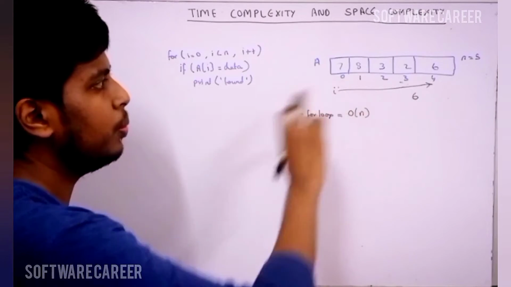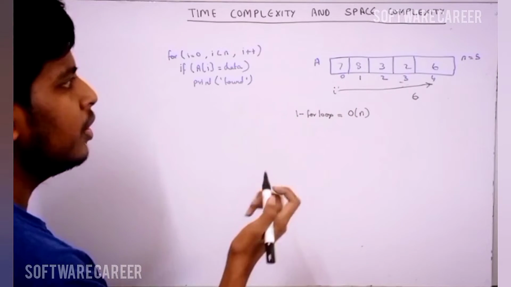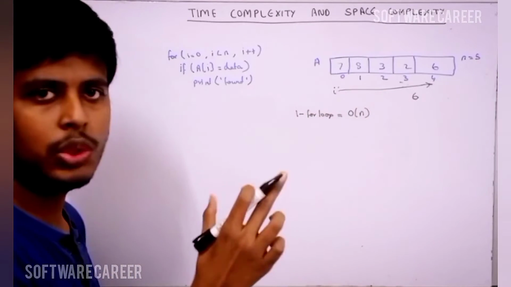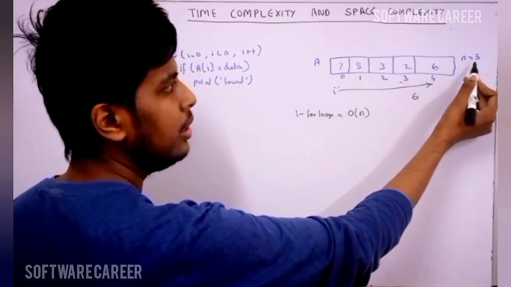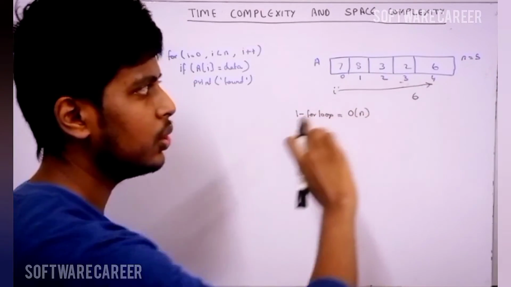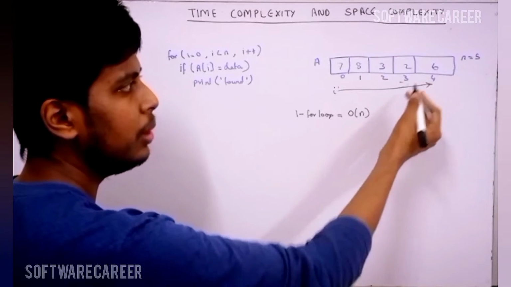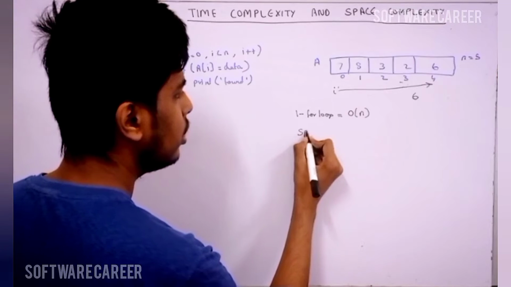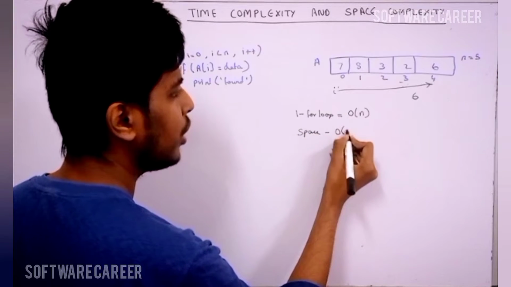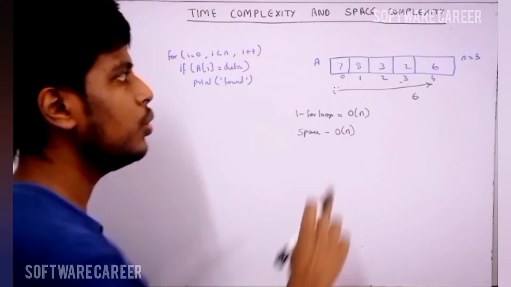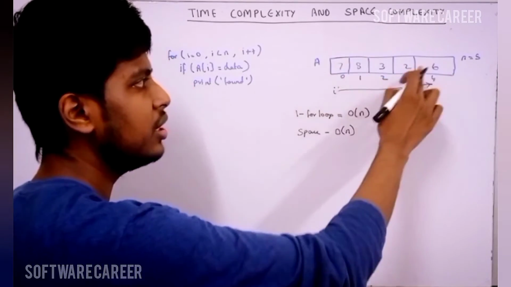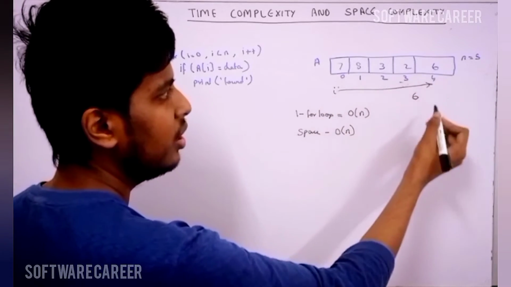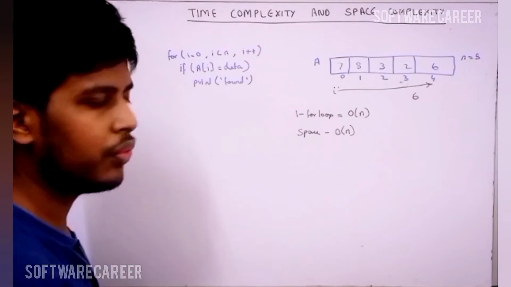Now let's find the space complexity for this program. Space complexity is how much data is used, how many elements are stored. Suppose 5 data are stored. n is the size of the array, so it depends on the size. So the space complexity is also O of n, because we are defining this array on the basis of n, the size of the array, and the space is 5. 5 is n. So we write O of n.